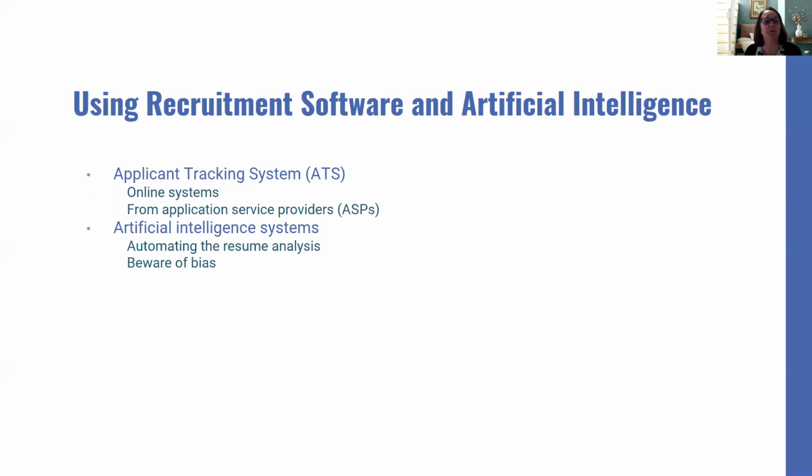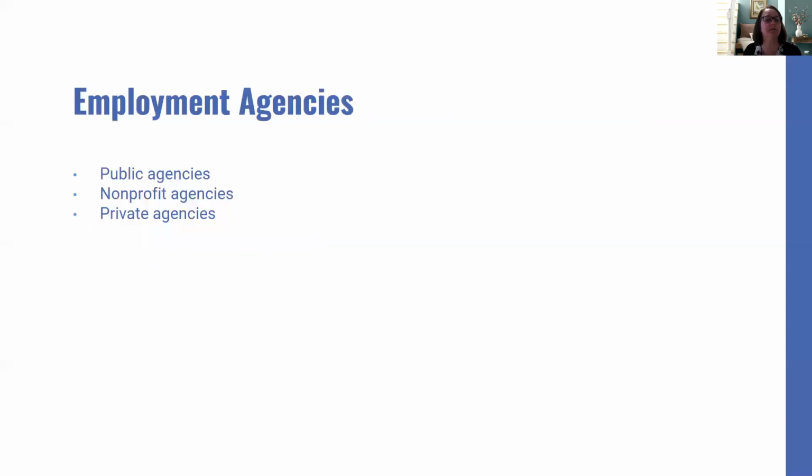Using recruitment software and artificial intelligence as well. There are online systems, applicant tracking systems, application service providers, artificial intelligence systems. There can be bias introduced in those systems, so you have to be very careful with those. But there are systems that will actually screen applications for you, and systems that will help you go through the myriads of applications that you could receive.